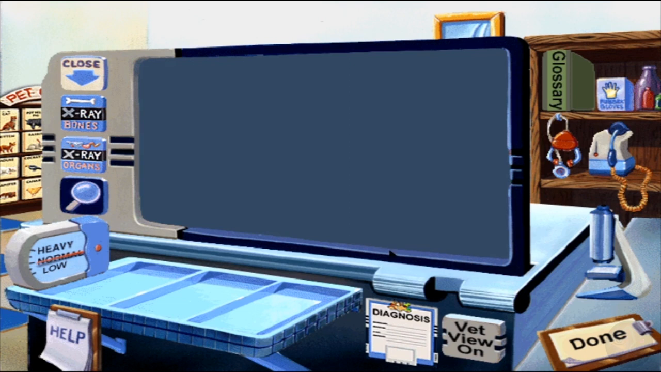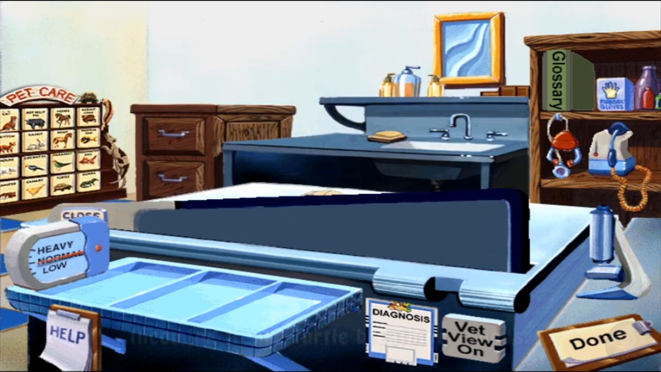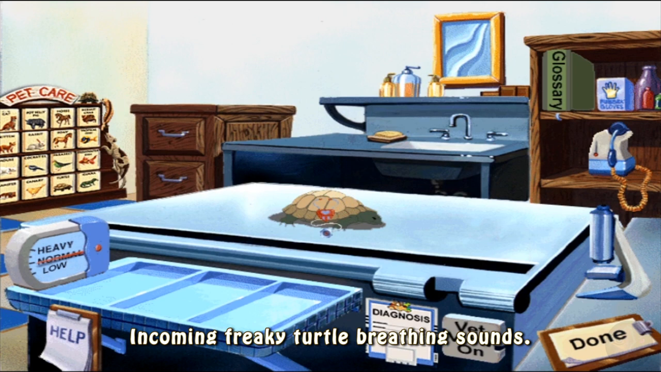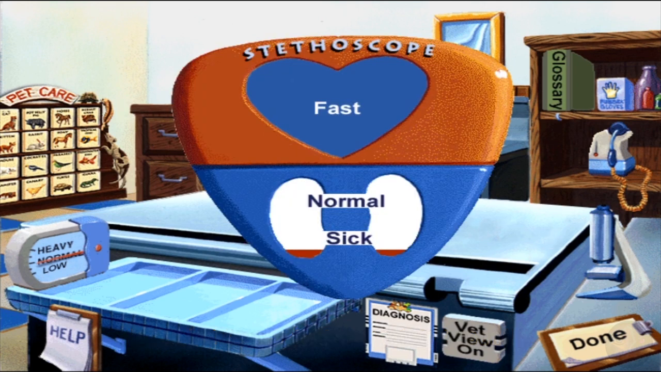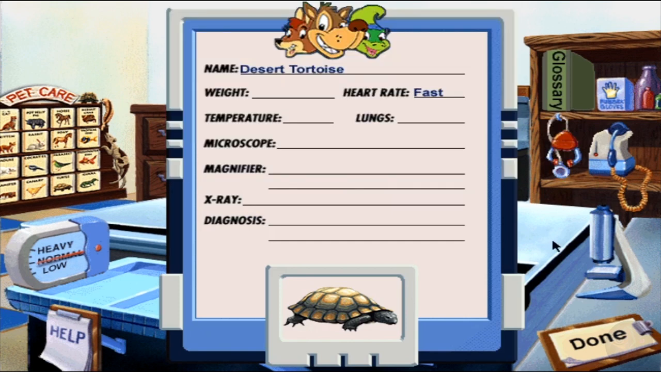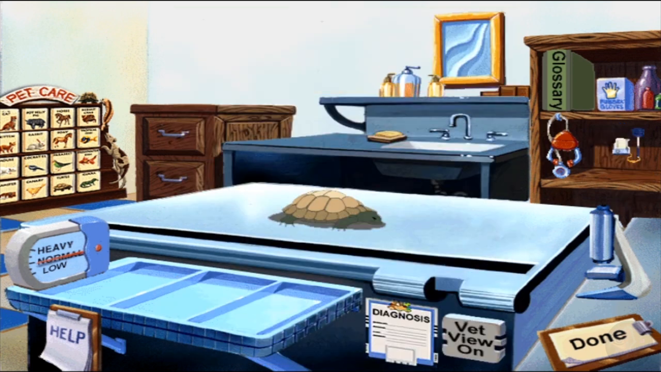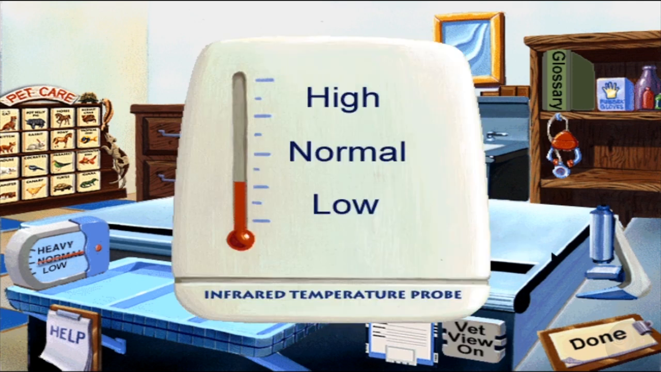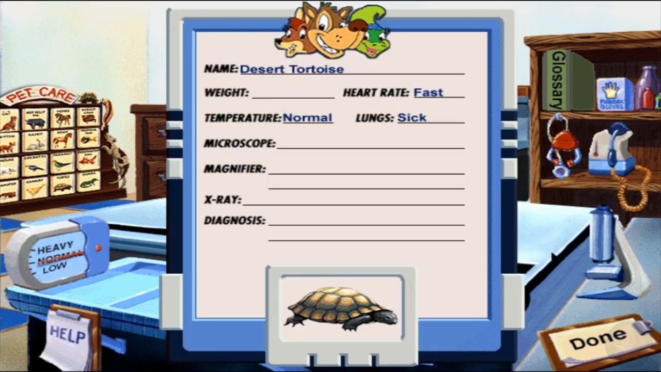Oh, you've brought an animal in for examination. The animal's heart rate is fast. This animal's lungs sound sick. This animal's temperature is normal.